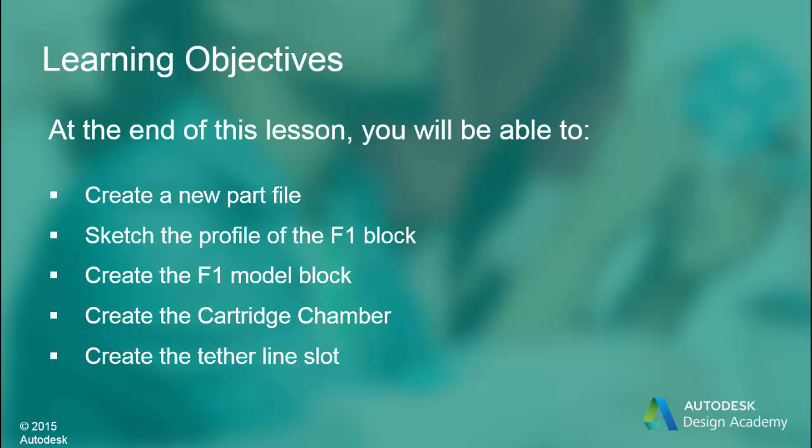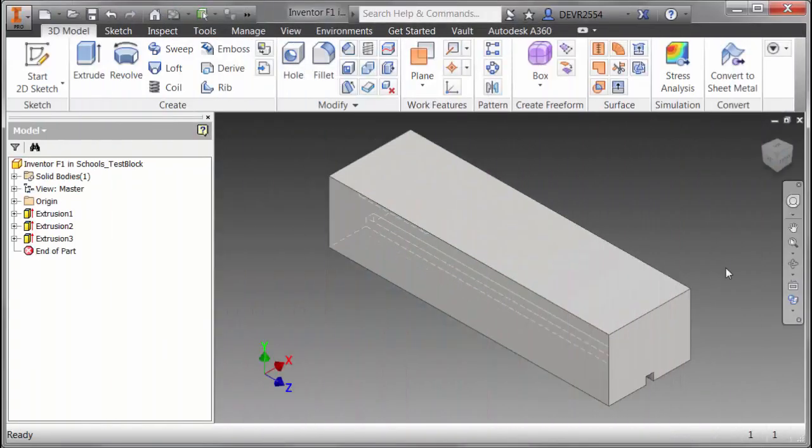In this particular activity, we're going to be creating a new part file, sketching the profile of the model block, then creating the model block, adding the cartridge chamber, and creating the tether line slot. This is what the block will look like when we're finished.